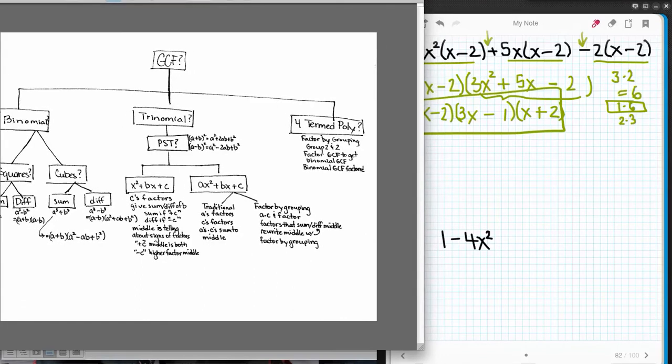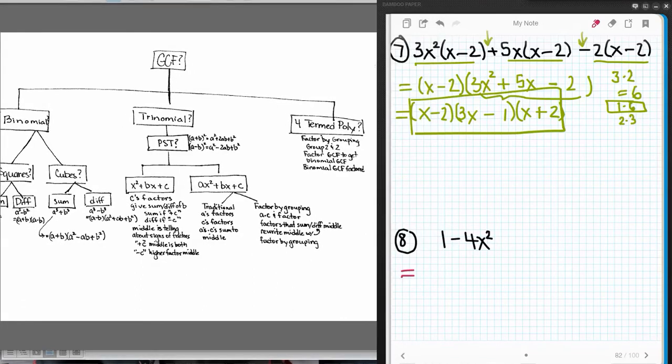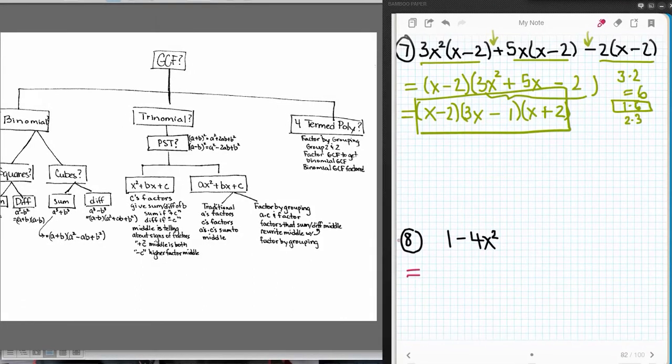I see my first term is a square, and my second term is a square. And so I have a difference. So this is a difference of squares, a squared minus b squared. I need the root plus the root, minus the root. Remember, that's called the conjugates. So I'm going to make this look like 1 plus 2x and 1 minus 2x.